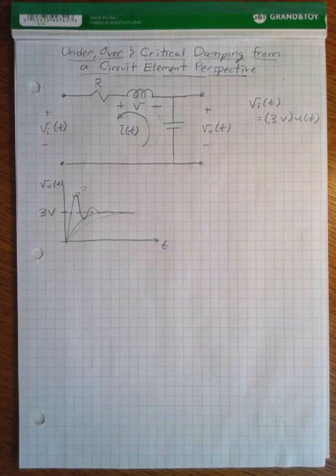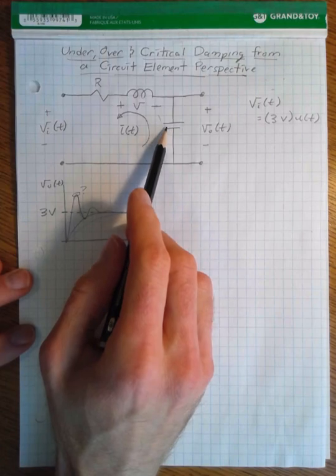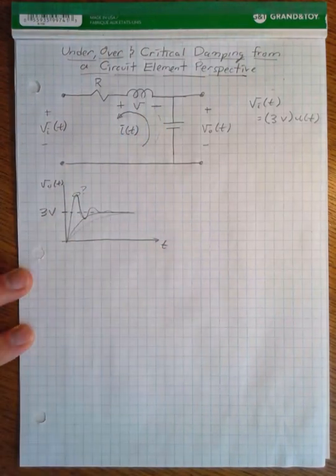So that's the underdamped case. And we'll come back to this notion of the capacitor and an inductor tossing current back and forth between themselves when we talk a little bit about oscillator design near the end of this module.